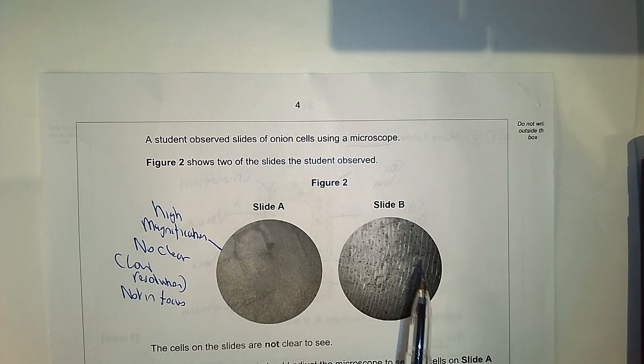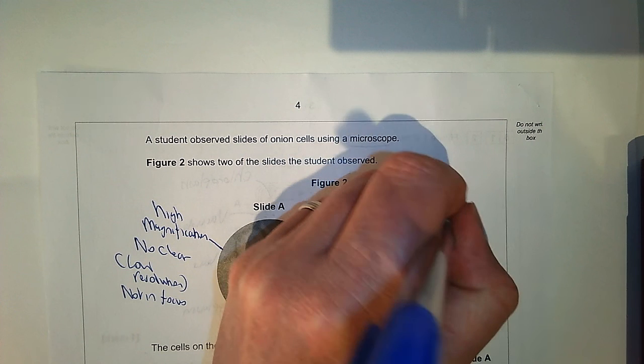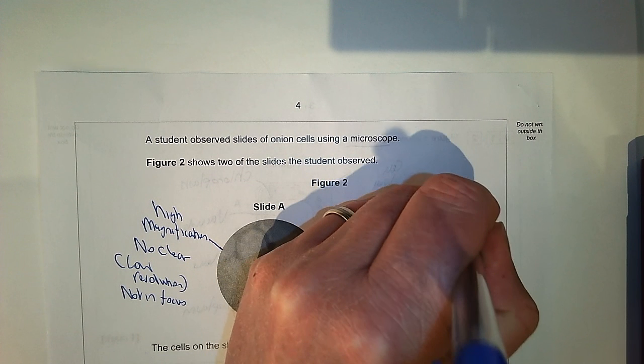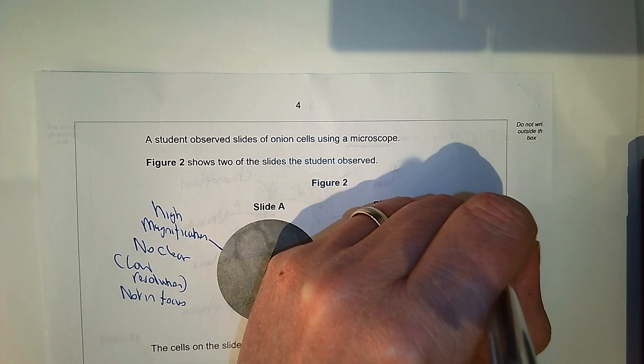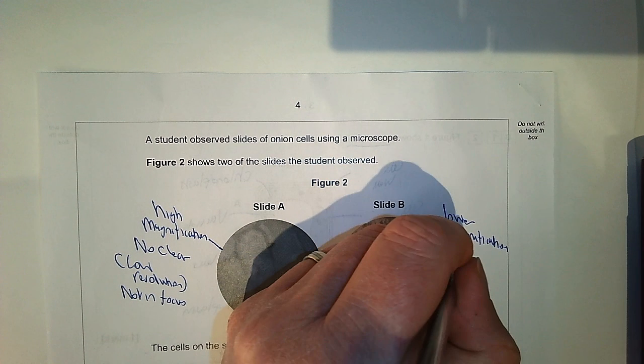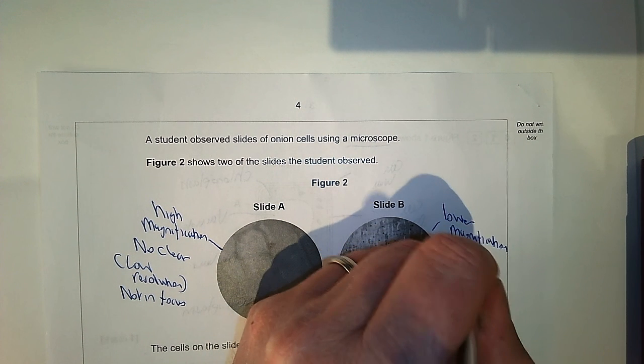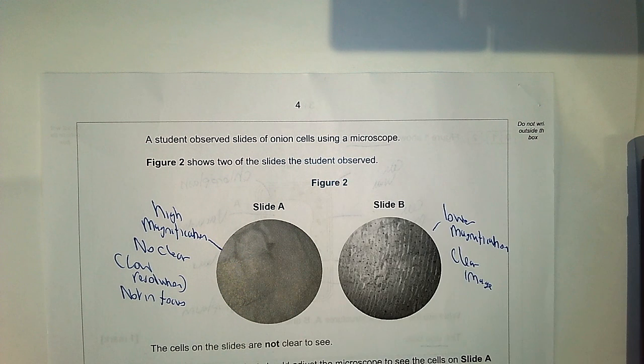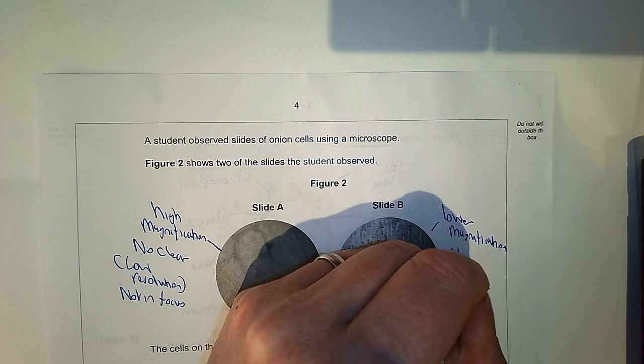Slide B, we can see a lot more cells. So it's a lower magnification. But the image is clear. So it's in focus.